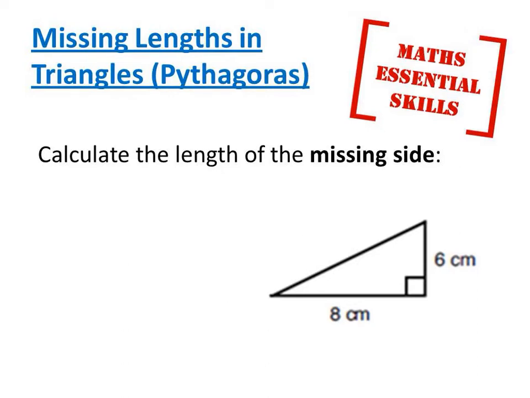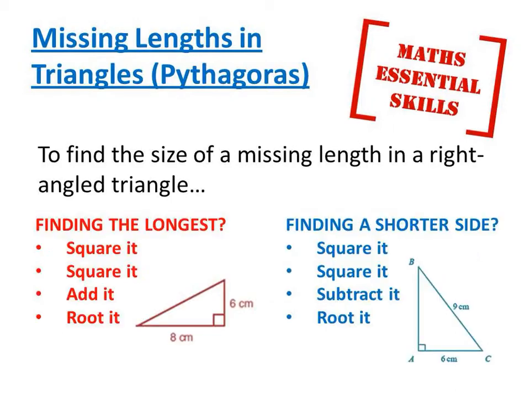When working the missing lengths out in right-angled triangles, we use Pythagoras' theorem. Now the shortcut I'd like you to remember is when you're working out the longest side, as shown in this question on the left, the longest side is the one that's missing. When we're finding the longest side, we square it, add it, root it.